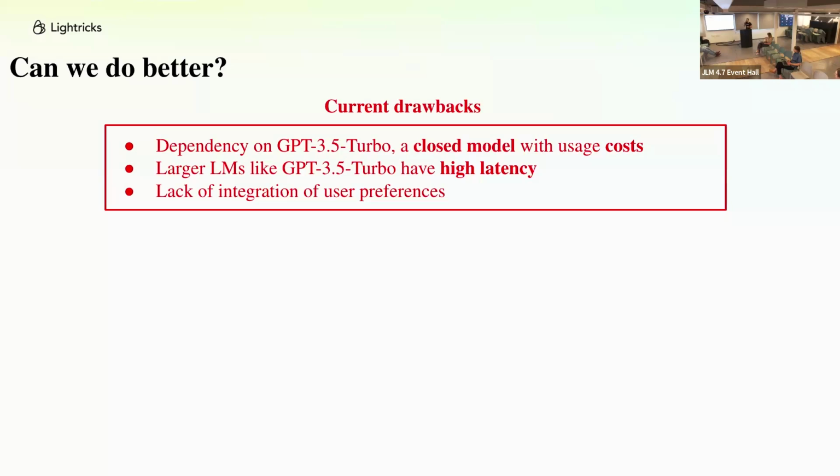In addition, large language models like GPT 3.5 Turbo, a model with more than 100 billion parameters, usually have high latency. So it's not suitable for real-time applications. When I say high, it can be like 5 seconds. But if you want a response in seconds or less, it's better to have a smaller model.